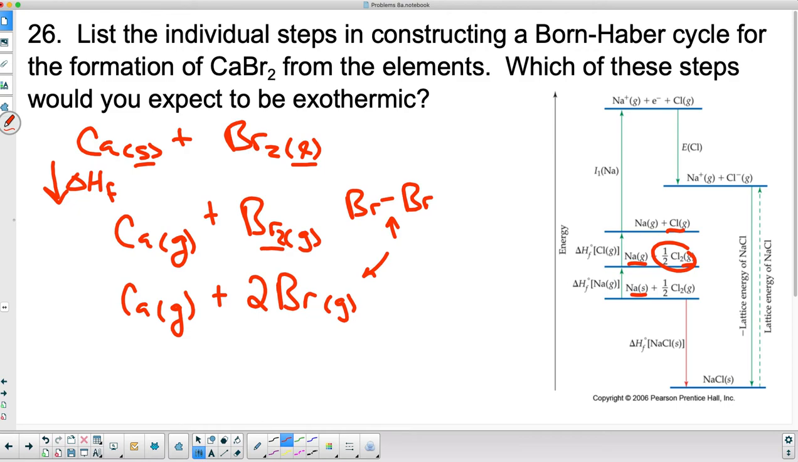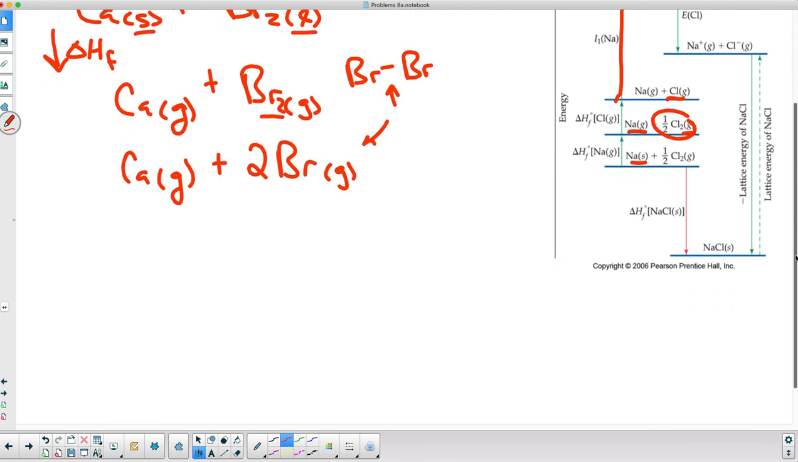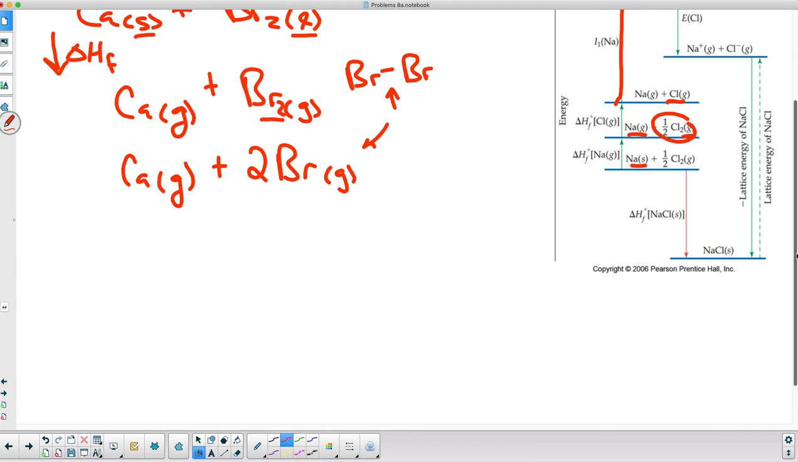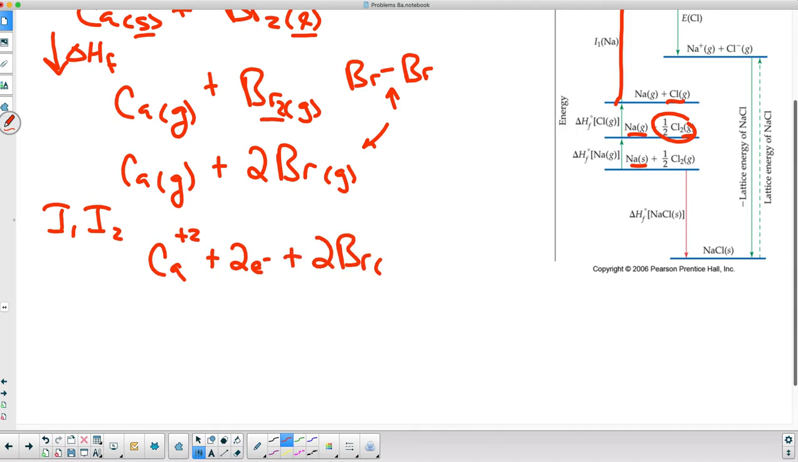And then after that, I jump up here. I'm going to do my first. I know I'm going through this quickly. I apologize. There is an explanation in the book for this example I have on the right-hand side with sodium and chlorine. But I'm going to go through my first ionization energy and my second ionization energy here. And that's going to be for calcium. That's going to give me a +2, plus 2 electrons, just like that, plus then 2 bromines that are gases like that.